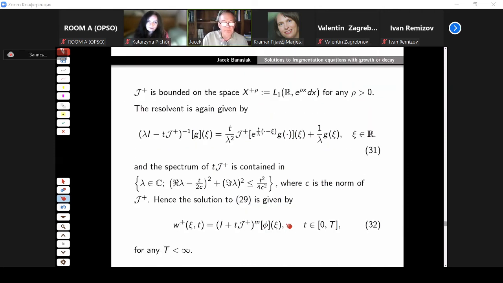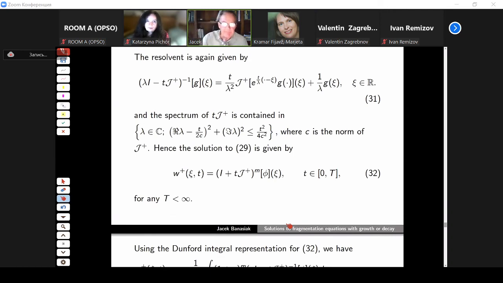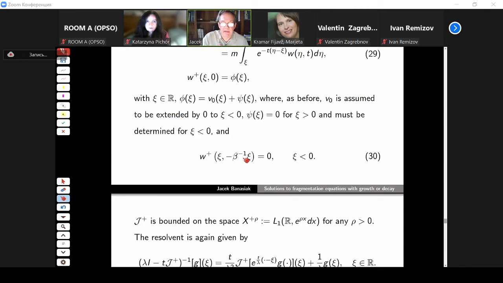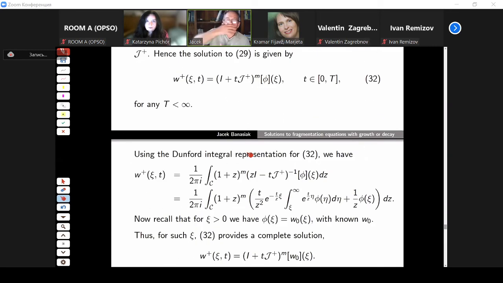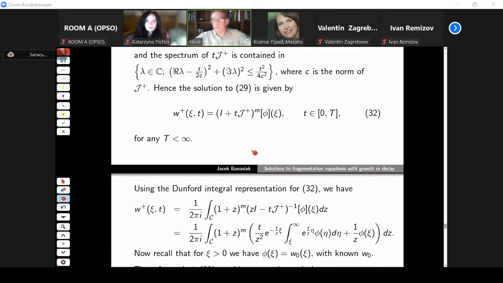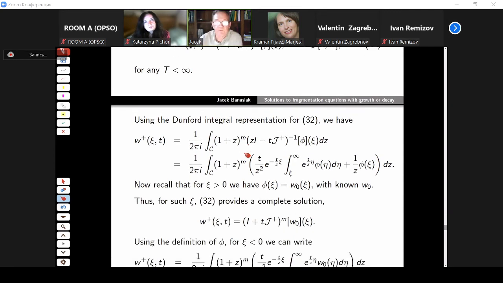Let me skip calculations. As before, the global solution of the problem is given simply by this formula 32. So it's identity plus t times antiderivative, and this operator taken to the power m. And here phi is defined on the whole space R, on the whole line R. Now, the problem is that this is a non-local operator, so we cannot simply split this into positive and negative part. So we use again the Danforth integral representation for the solution.